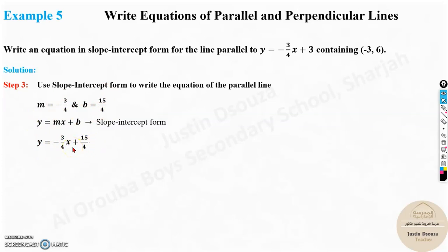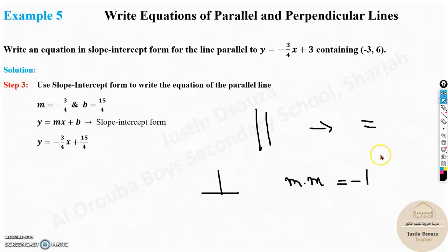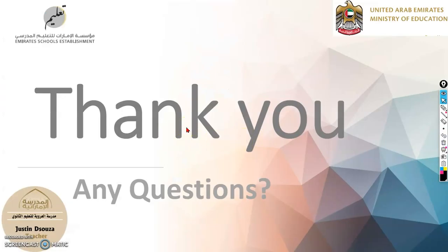So this is how we can write either perpendicular or parallel line equations just by knowing the slope. Remember one important thing: when two straight lines are parallel, the slopes are the same, equal. But if they are perpendicular lines, remember m1 times m2, the two slopes must give you -1. If you remember this, then it's very easy. So that's it. That's the end of this lesson.